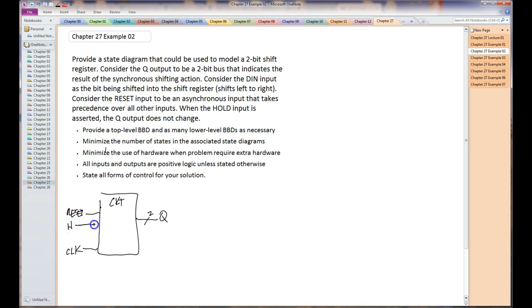I'm just going to call it H, and we've got a D input. Despite what the problem says, I'm going to call that D. It's going to clean up the state diagram. Hold, D, reset. I think I'm done with the black box diagram. It's a 2-bit shift register. Because there's 2 bits, there's 4 possible states. It's always the simplest thing to do to simply draw those states.